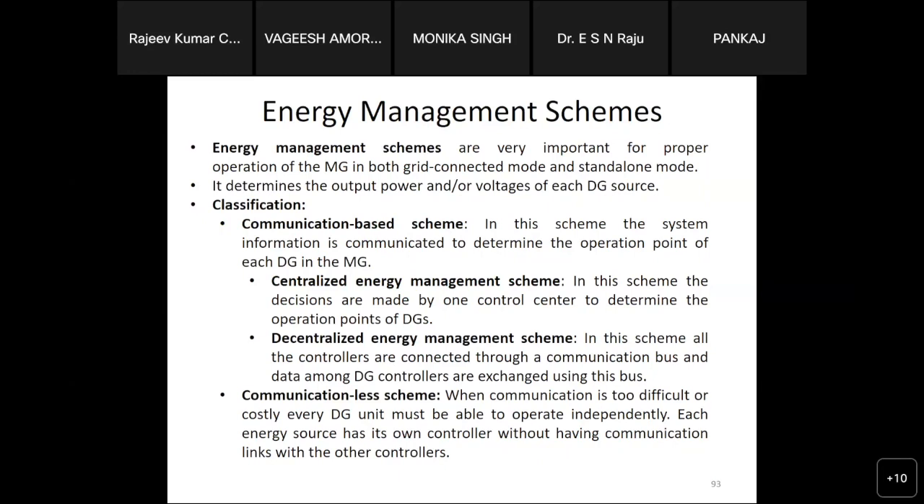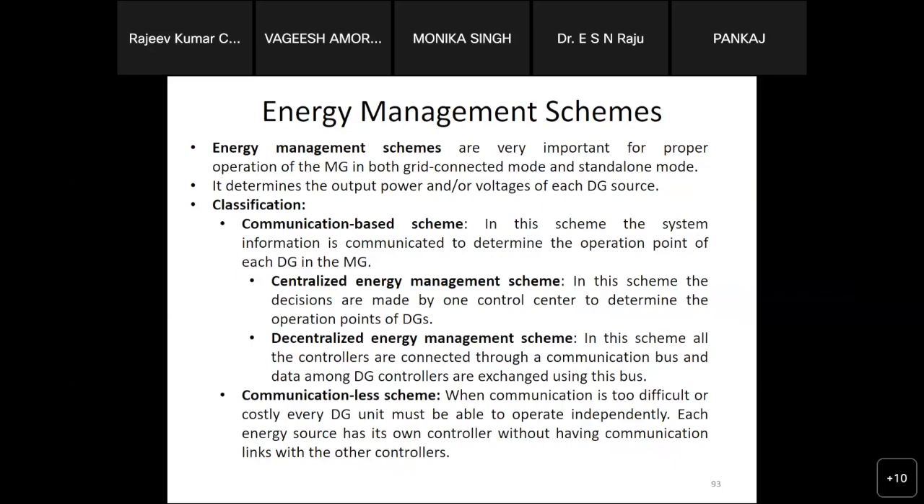In the communication based scheme, information is communicated to determine the operating point of each DER. In the communication less scheme, we are not going to utilize any communication interface or communication devices, so we simply go for the decentralized one that I will show in the coming slides. In the communication based one, we have the centralized energy management scheme as well as the decentralized energy management scheme. In the centralized scheme, we have one control center that will determine the operating points of the DERs.